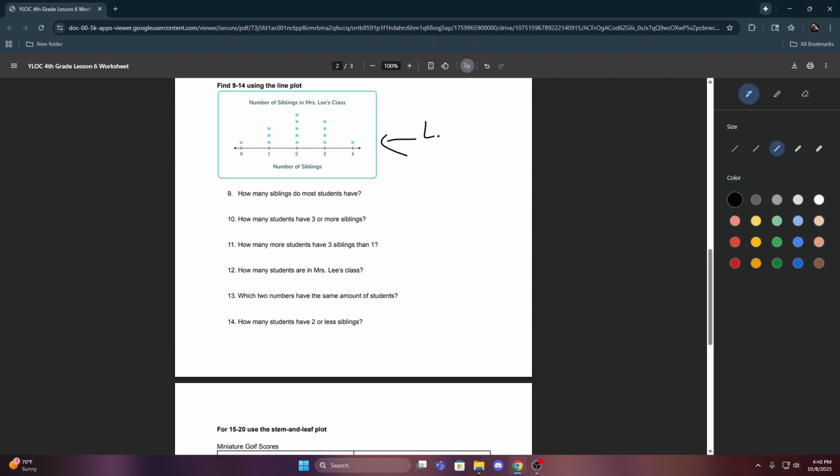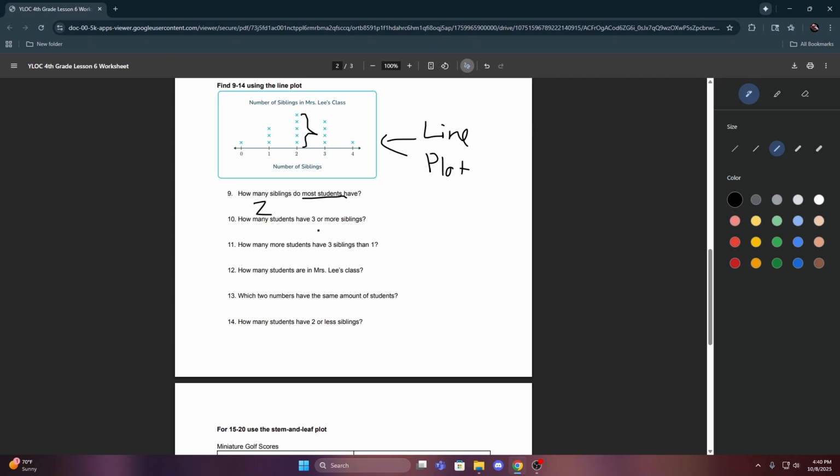Moving on, answer questions 9 through 14 using the line plot. This is the line plot. Now, question 9, how many siblings do most students have? When they ask for most students here, they want you to find the largest amount of these x's, which will show most in this case because these are the amount of students. So we'll find that most students have 2 siblings.